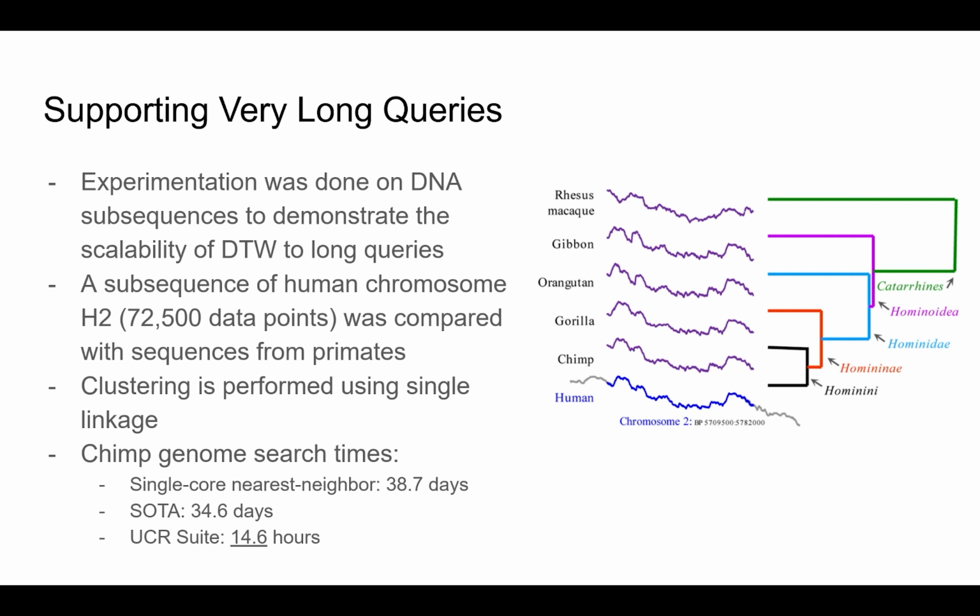Searching the chimp genome resulted in single-core nearest neighbor having a runtime of 38.7 days, state-of-the-art with 34.6 days, and the UCR suite only took 14.6 hours, showing that UCR DTW is capable of scaling to very long queries. However, there are still more optimizations that can be made.